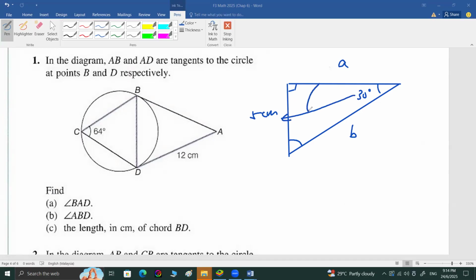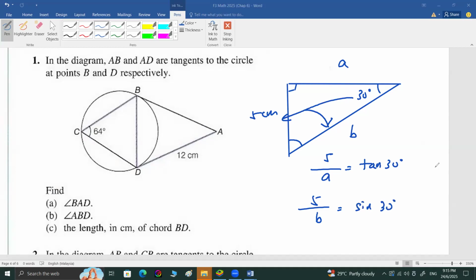Opposite, adjacent. Opposite, but adjacent, is it tangent 30? And then you can find A. After you got A already, you can apply Pythagoras theorem to get B. Even if you don't want to use Pythagoras theorem, you still can use trigo to get B. How? Let's say opposite, hypotenuse, O per H. O per H is what? Sine 30.